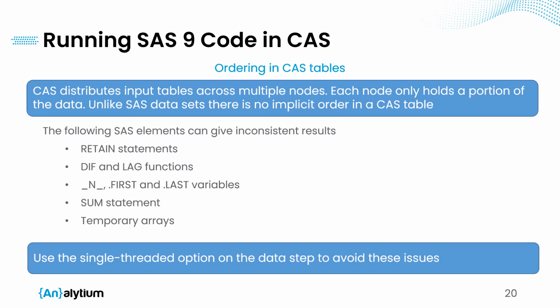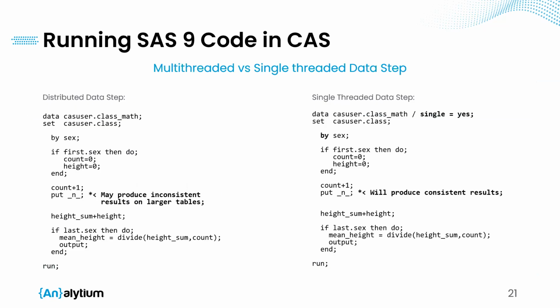So things like retain, diff, lag, _n_, first and last. Some statements can be a problem, and temporary arrays. There's a single threaded option on the data step to avoid those issues. This is a fairly simple data step, but if you notice on the single threaded one, using the single equals yes option will enforce a single thread. Otherwise, that _n_ put statement could well produce inconsistent results.